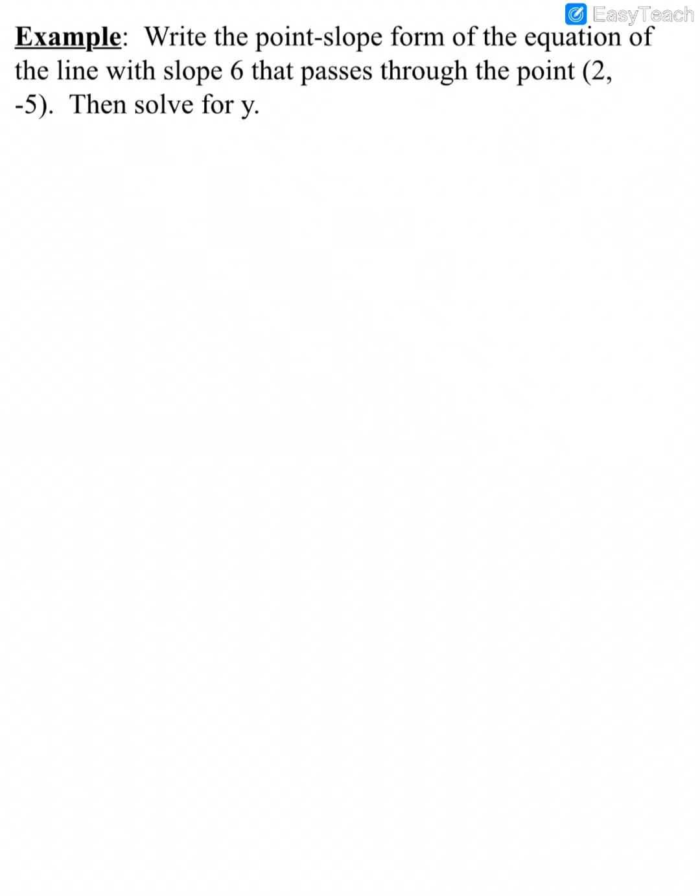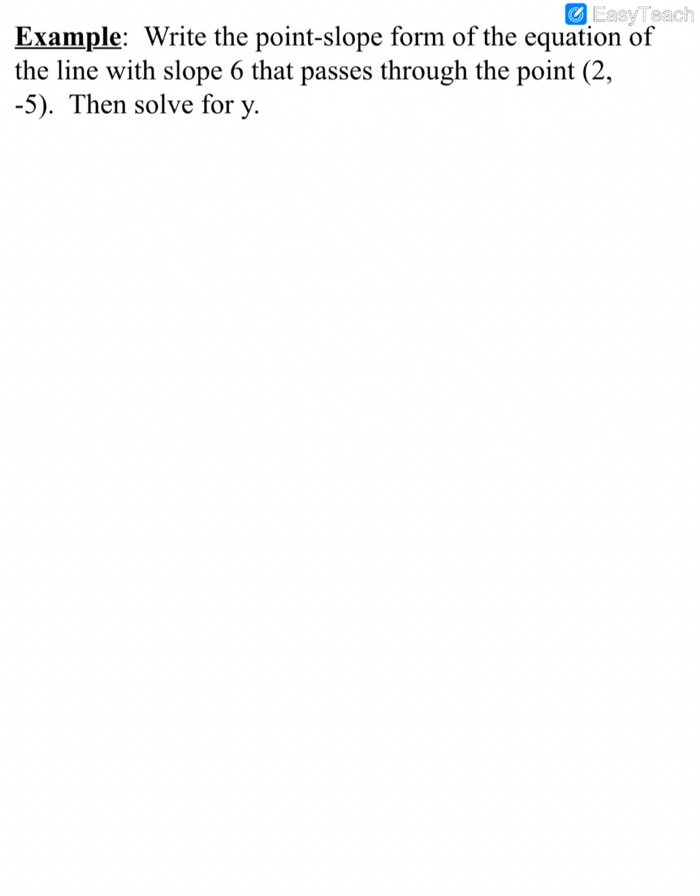All right, write the point-slope form of the equation of a line with a slope of 6 that passes through the point 2, -5. Then solve for y. Okay, so I'm going to copy down the point-slope form. The information that they gave us was the slope and the point. And like I said, the point, that's going to be my x sub 1 and my y sub 1.